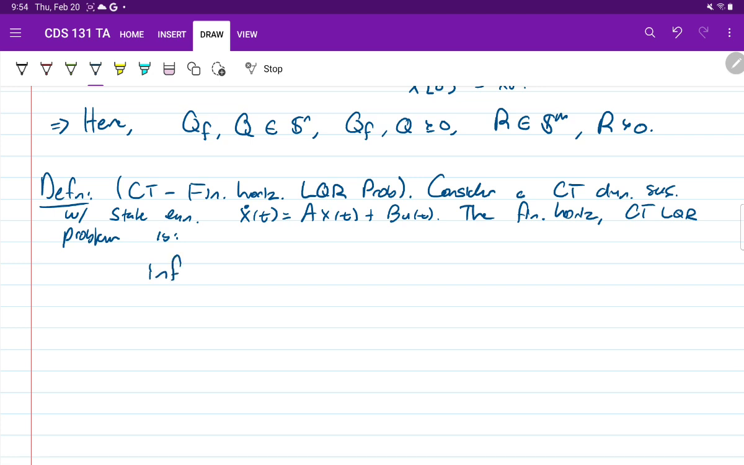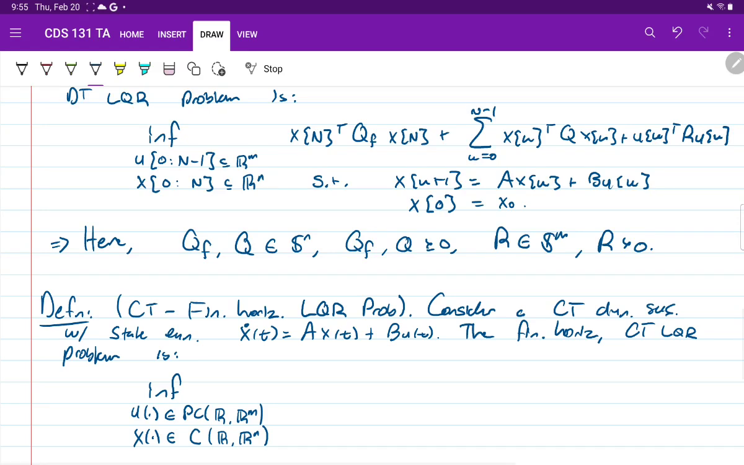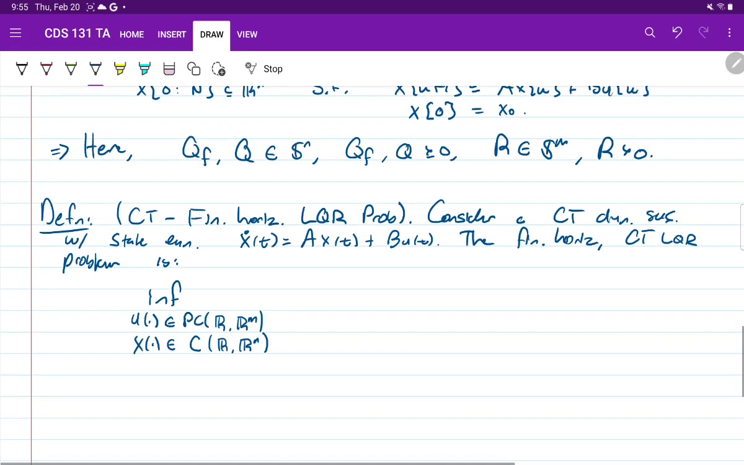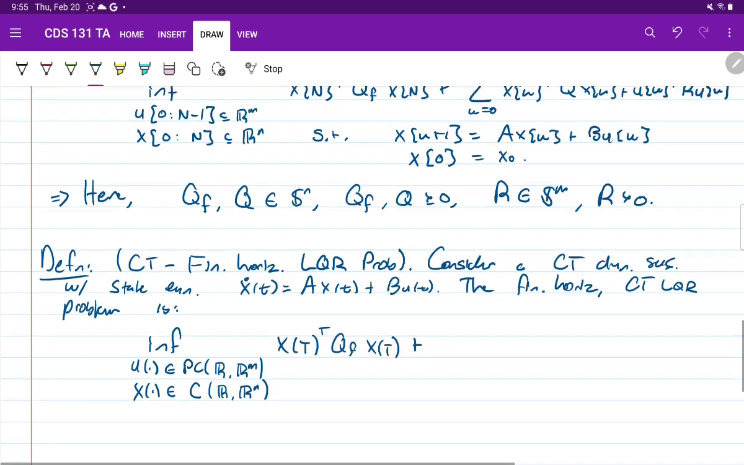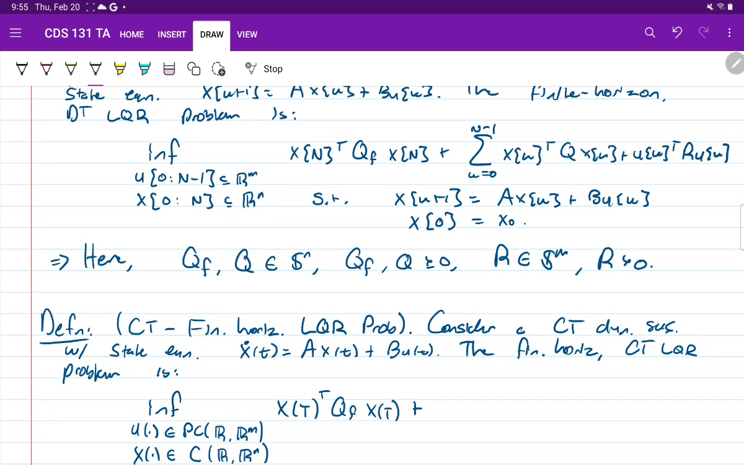So now it's going to be infimum, instead of over a sequence, over an input signal, right? Where u is going to be some piecewise continuous signal from R into R^m, right? x, which is going to be the trajectory of the system, will at least need to be continuous, right? From R into R^n. And what we're going to minimize is effectively the analog of this cost function, but in continuous time, okay? So now for some final real number T, I'm going to minimize x of T transpose times Qf times x at T.